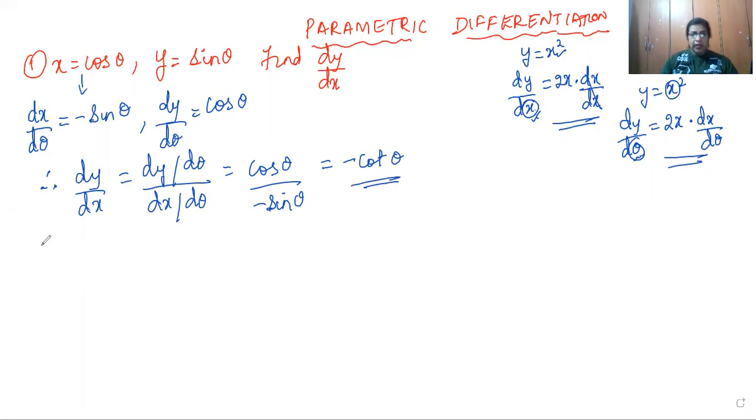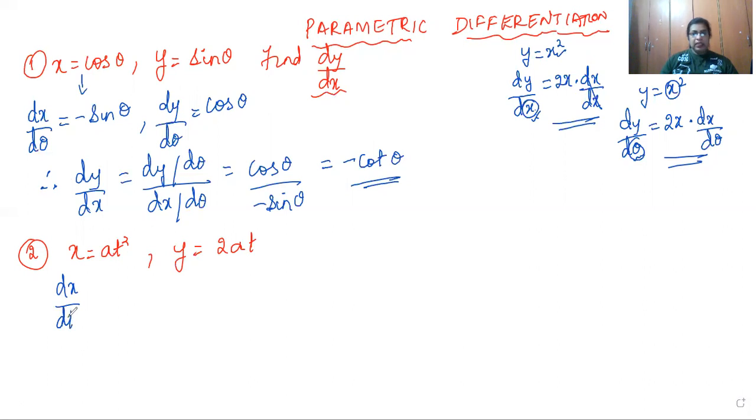This is your answer. Very simple. Let us take another question. We have x is equal to at square, y is equal to 2at, and the question is find dy by dx. How are we going to solve this? Who is the parameter? I can say the parameter is t. So t is the parameter.